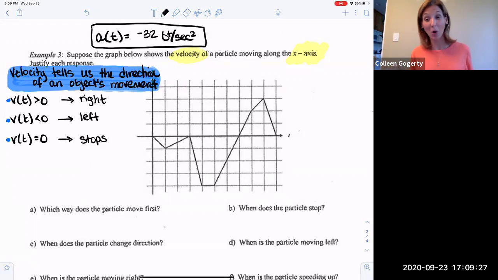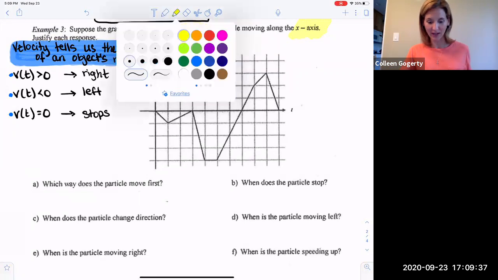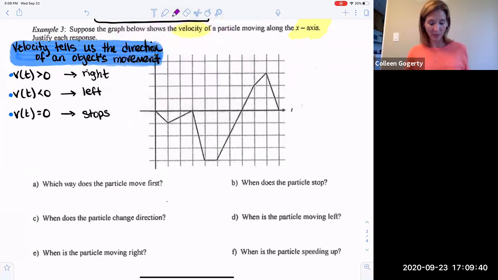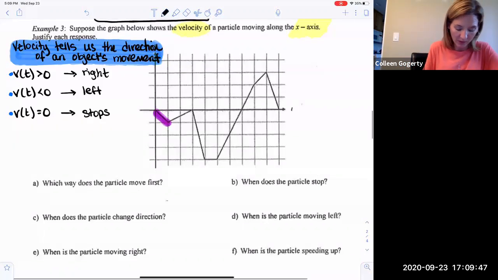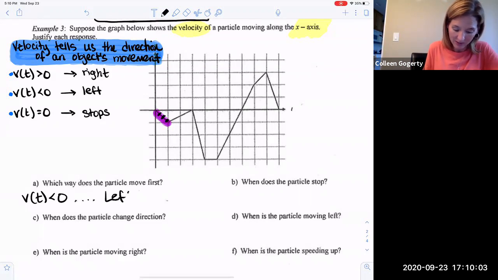Okay. I'm hoping you actually paused the video and answered some of these. So let's use what we know and let's see how far you got. Some of these questions definitely get a little tricky. Which way does the particle move first? Well, here's where the particle is moving first. If I'm looking at those outputs, v of t, when we start off, is negative. All of the outputs along here are negative outputs. So if I've got a negative velocity and it's telling me direction of something moving horizontally, then this object is moving left.